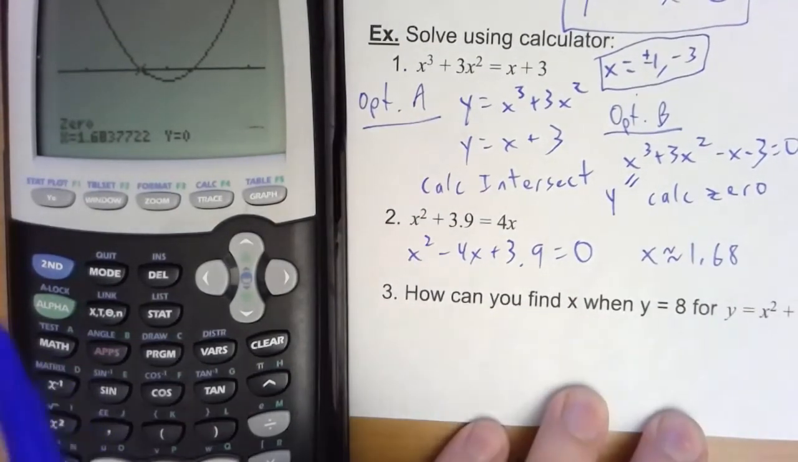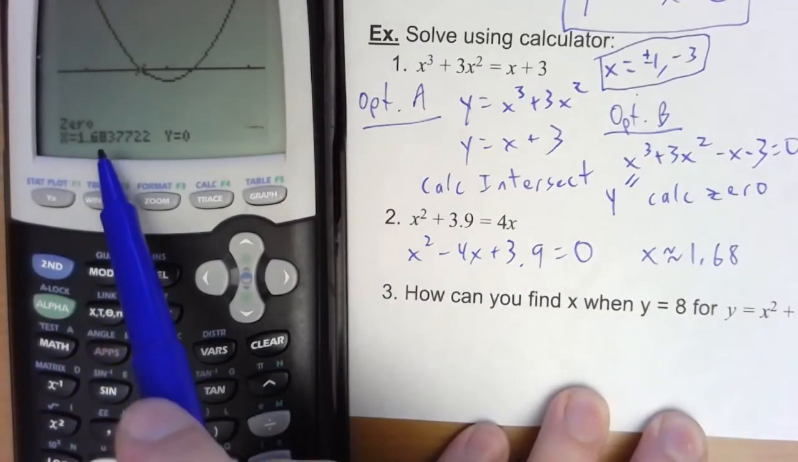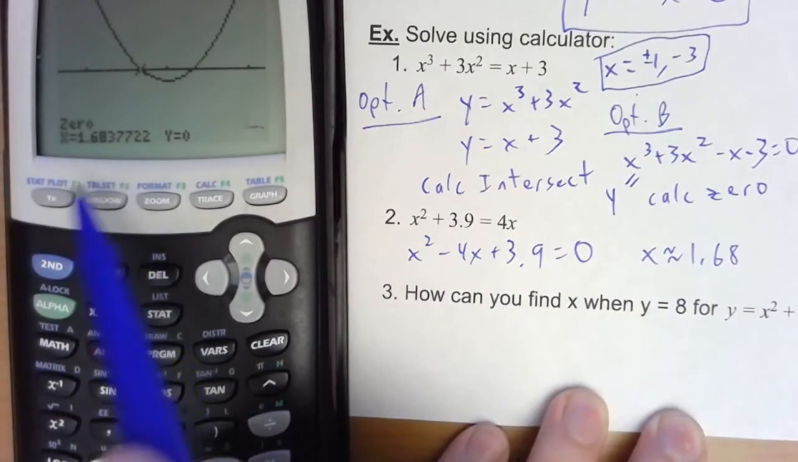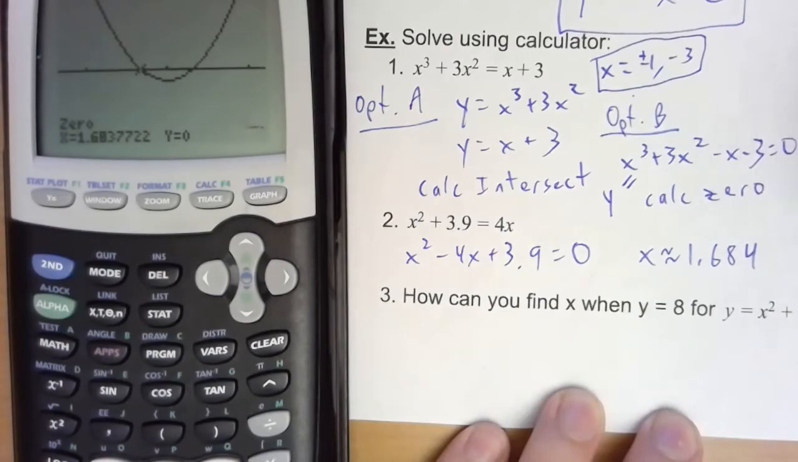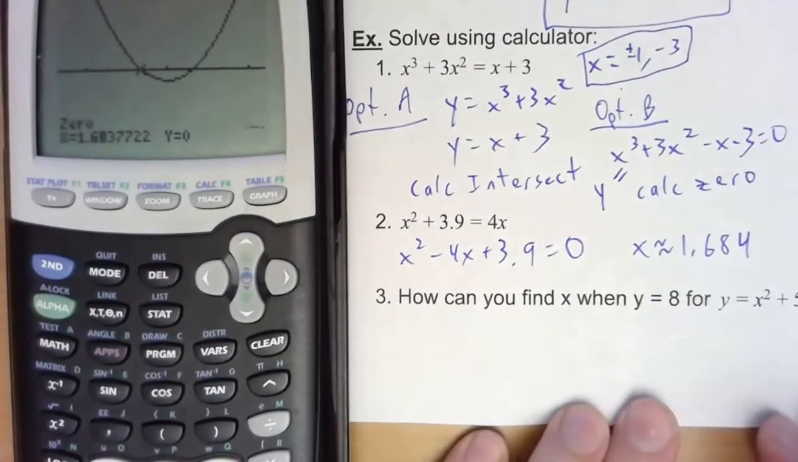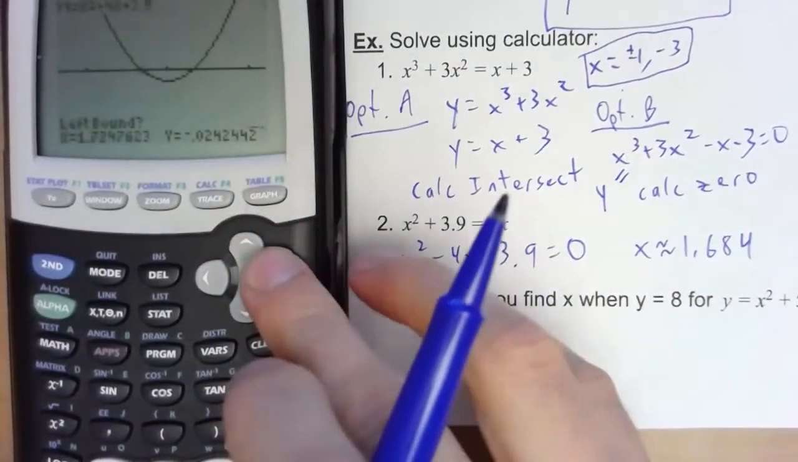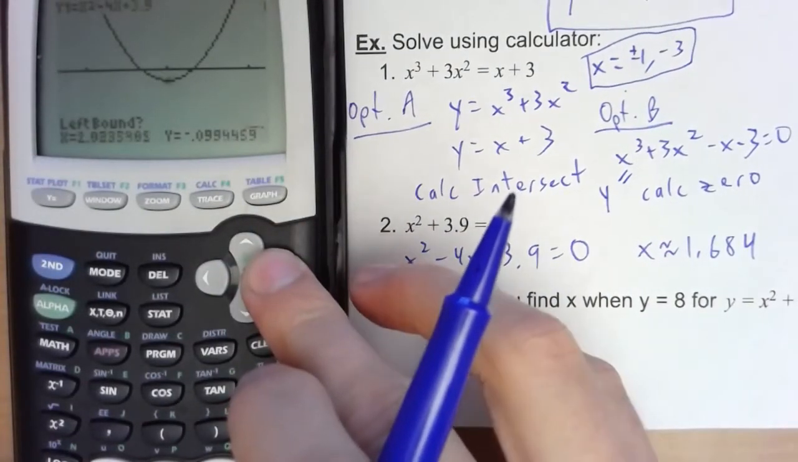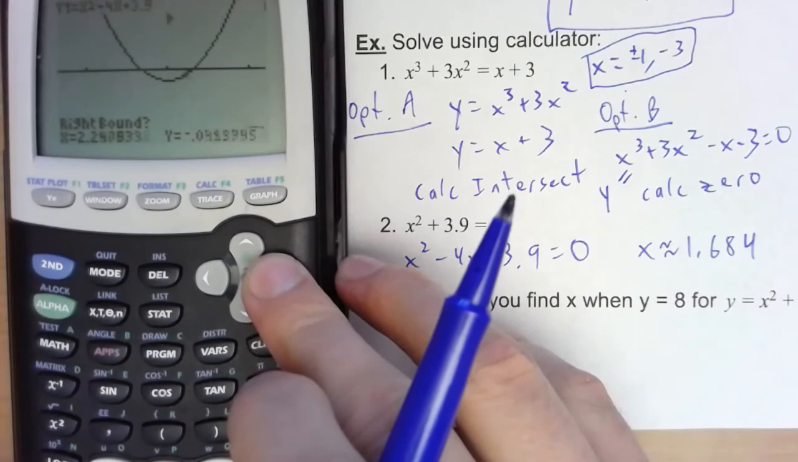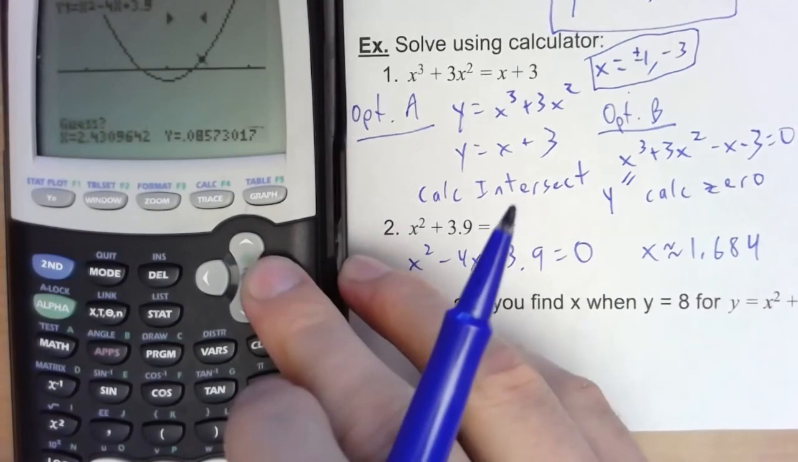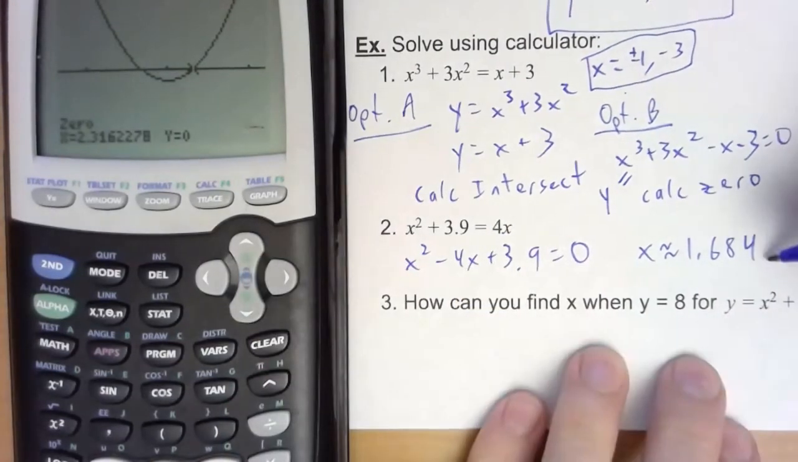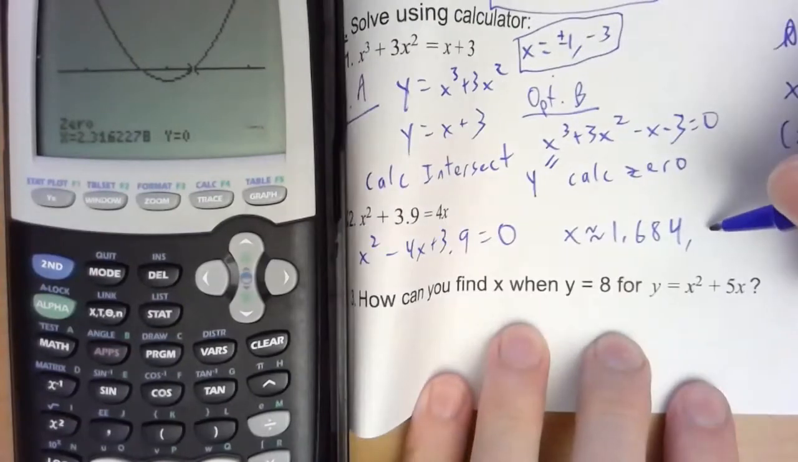Now you are allowed to either round or truncate. So you are allowed to either say that that's 3 or then round it up to 4. Either one is acceptable. I'll round, but you could just say 3. Either one's fine. And then if I want the other solution, calc 0, need to go over here, left bound there, right bound here, hit enter, and my other solution is about 2.316.